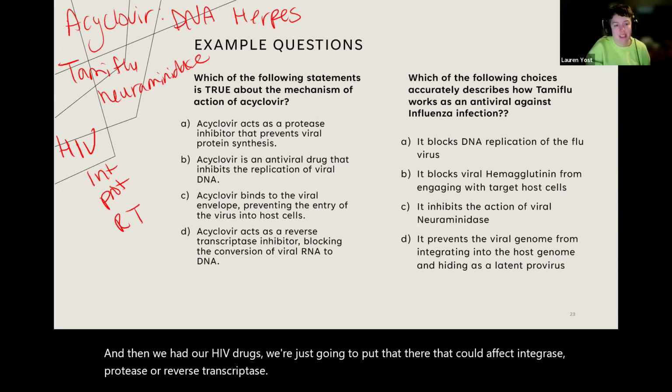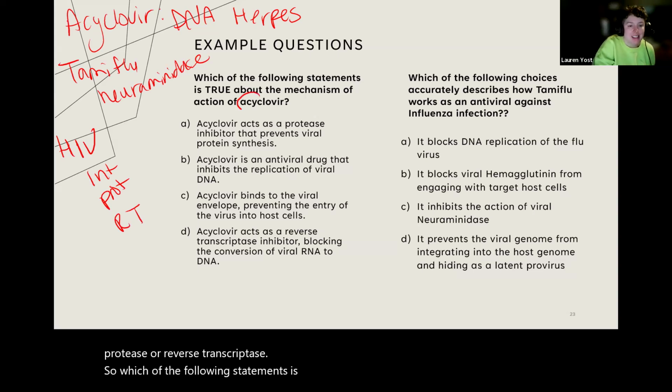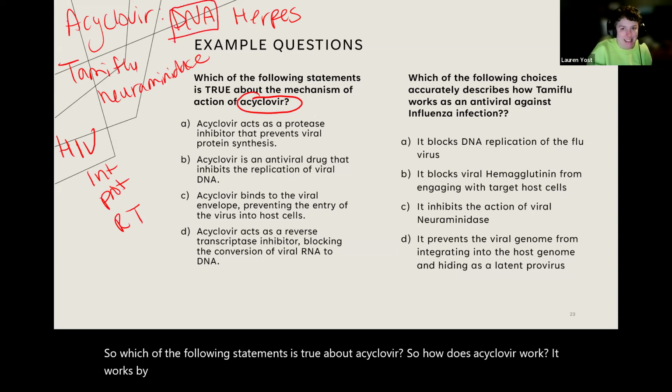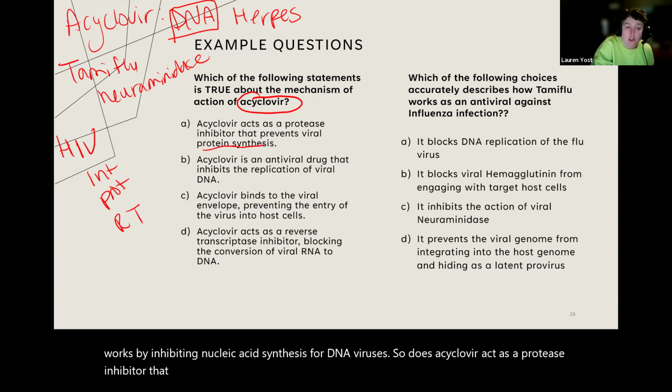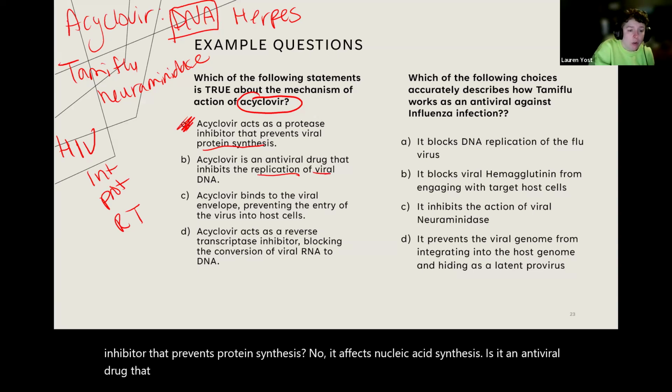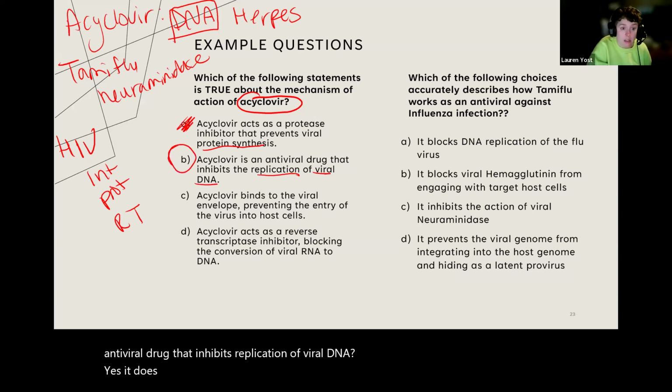All right, so which of the following statements is true about acyclovir? So how does acyclovir work? It works by inhibiting nucleic acid synthesis for DNA viruses. So does acyclovir act as a protease inhibitor that prevents protein synthesis? No, it affects nucleic acid synthesis. Is it an antiviral drug that inhibits replication of viral DNA? Yes, it does. That's going to be nucleic acid synthesis, right, for our DNA viruses.